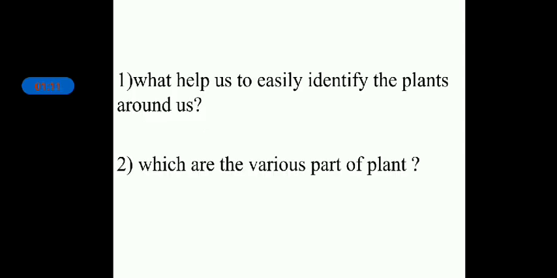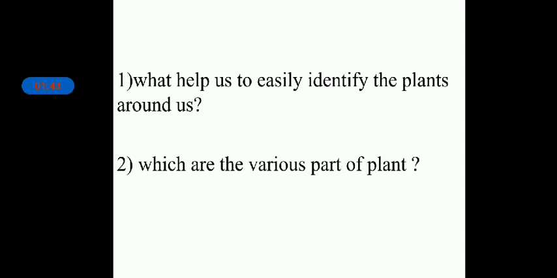Before we start our chapter, we have a few questions. Let's recall and answer them first. What helps us to easily identify the plants around us? Means how will you say that it's a rose plant only, a hibiscus plant only, or a mango tree only? If I give you these three plants, on what basis are you going to tell that this is the mango tree, this is a rose, and this is hibiscus?